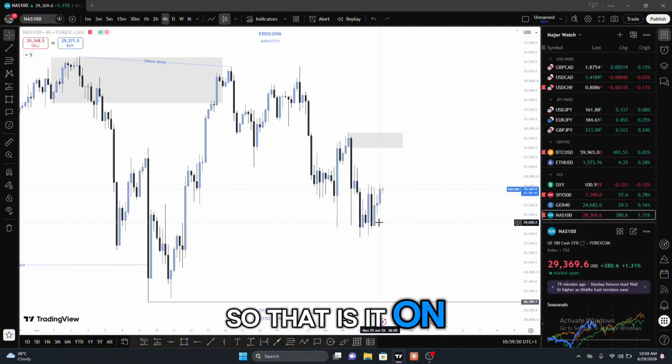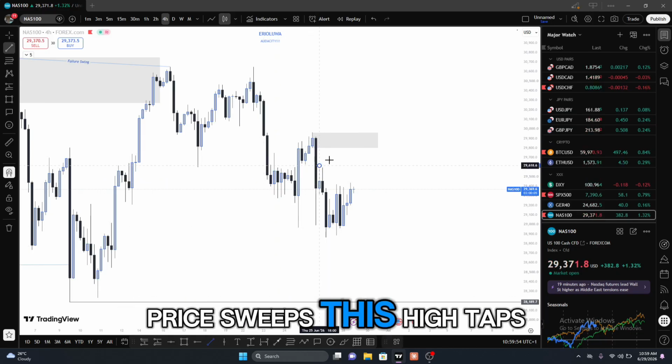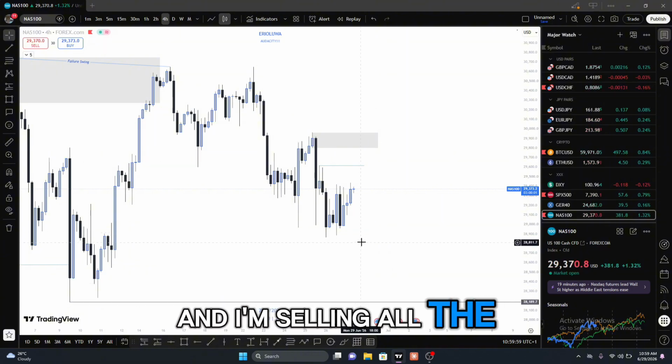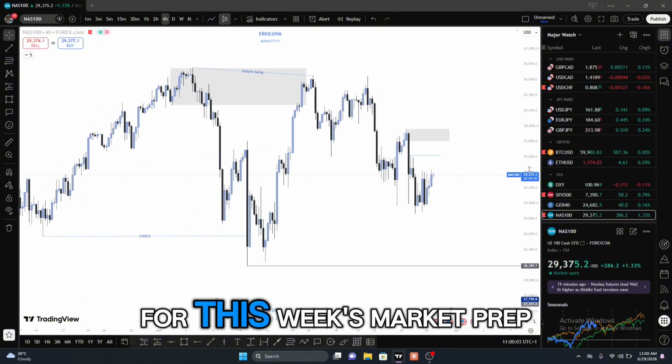So that is it on NAS100. So basically I'll just be waiting for confirmation. Price sweeps this high, taps into the key level, gives a CISD, and I'm selling all the way down. So basically that is it. So that will be it for this week's market prep.